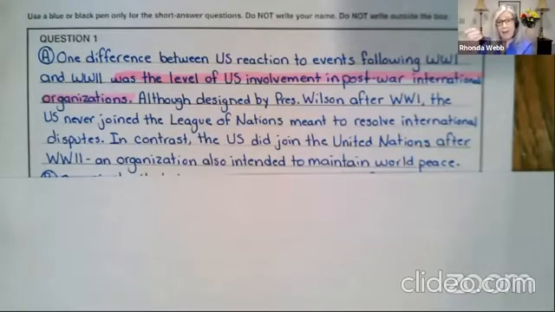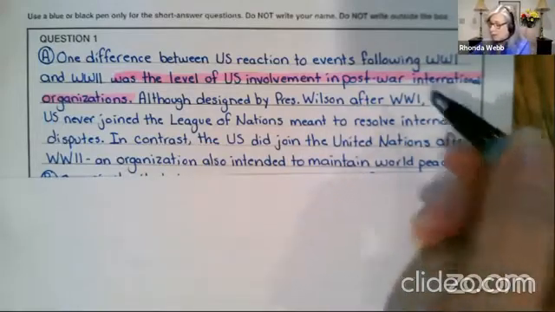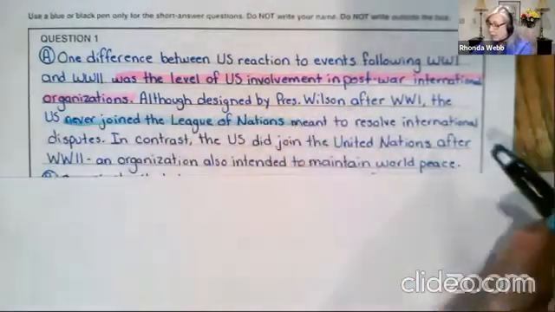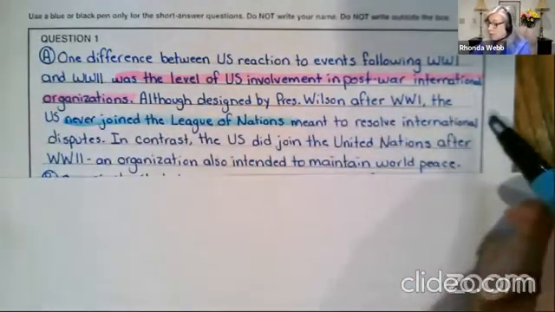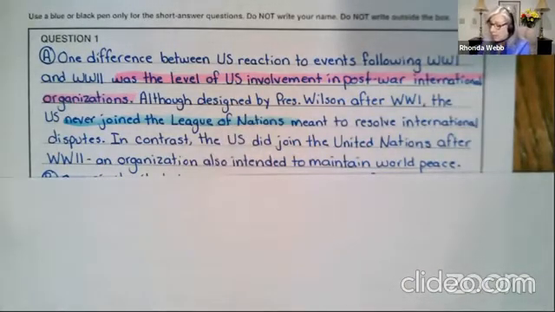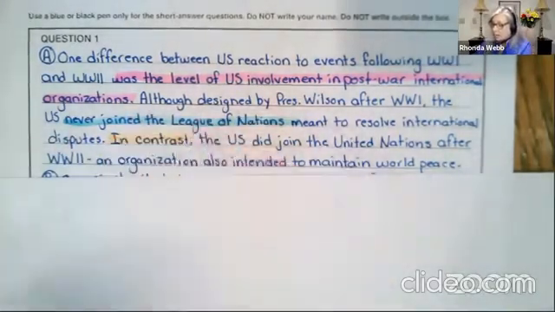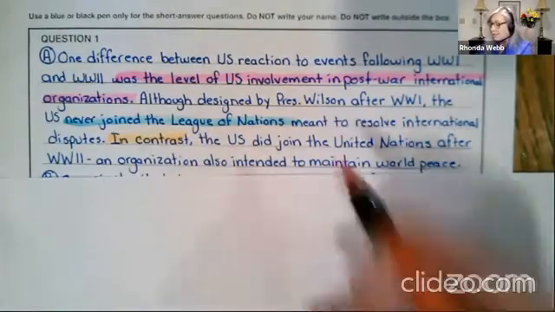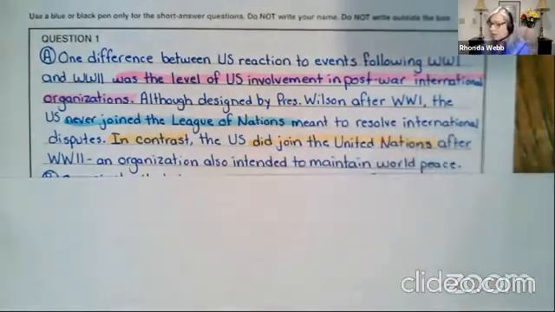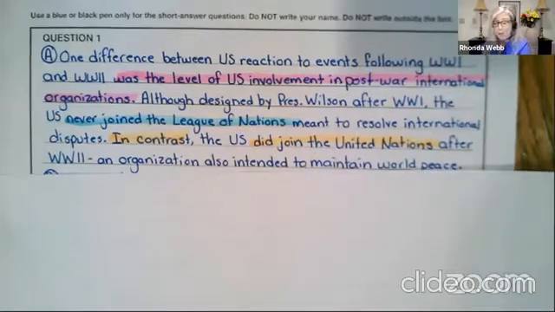And so I need to have evidence of what they did after World War I and what they did after World War II. So although designed by President Wilson after World War I, the U.S. never joined the League of Nations and that was meant to resolve international disputes. So I need to define it. If I throw in that term, I need to define what it is. In contrast, notice what I've done there. So I've made it clear that this is showing a difference. In contrast, the U.S. did join the United Nations after World War II. And then I define it, an organization also intended to maintain world peace. So I've answered my question and I've got my evidence from both time periods.